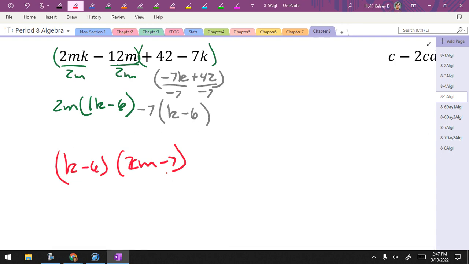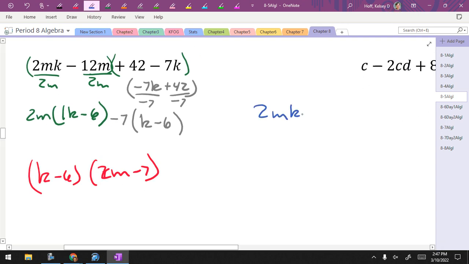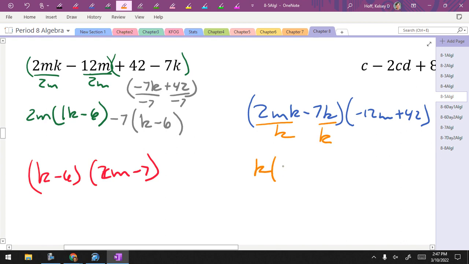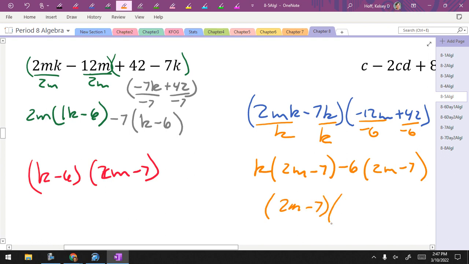Anybody group it differently? Did you put your k's together? Anybody? So if you put 2mk minus 7k together, and then negative 12m plus 42, you could factor out a k, 2m minus 7, and factor out a negative 6, 2m minus 7. 2m minus 7 goes out front, k minus 6, same exact parentheses. So you can regroup if you need to.